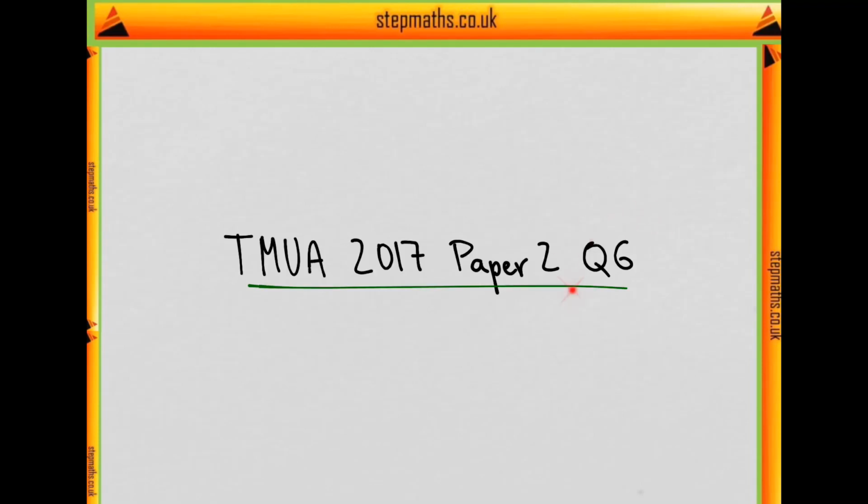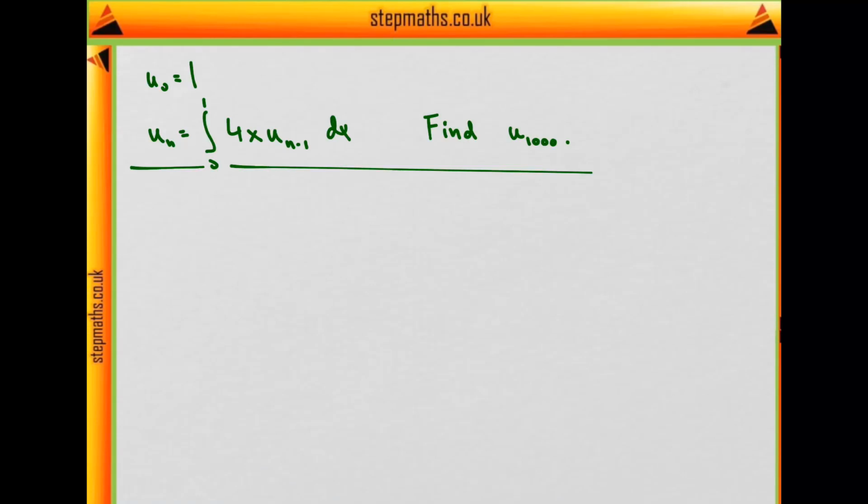In this video, we'll look at question 6 from the second paper of the 2017 exam. In this question, we get given a sequence, which is defined in a somewhat unusual way, in that not only do we have the first term and a recursive formula for un in terms of un minus 1, but also this recursive formula is in fact in terms of an integral of the previous term.